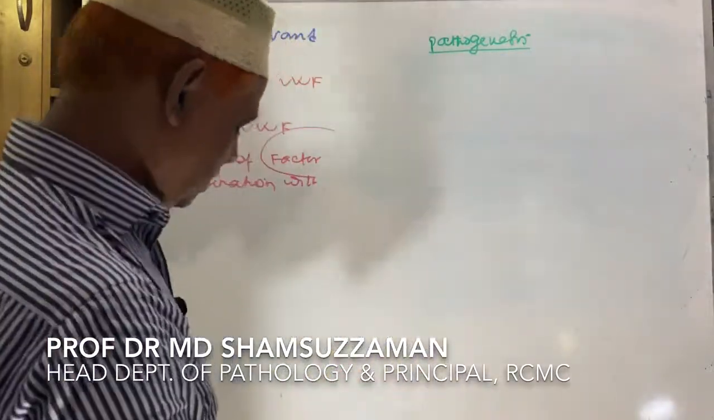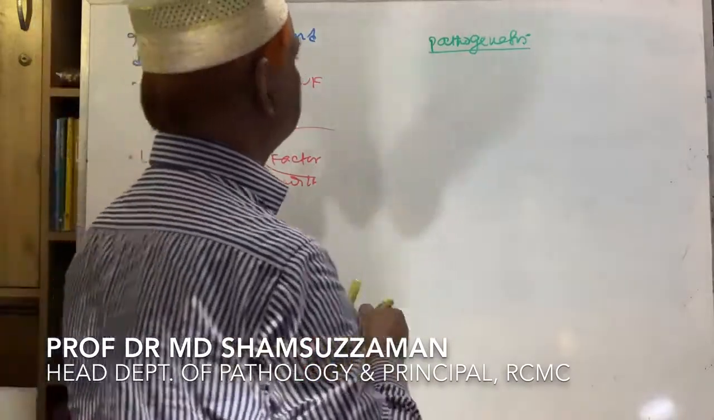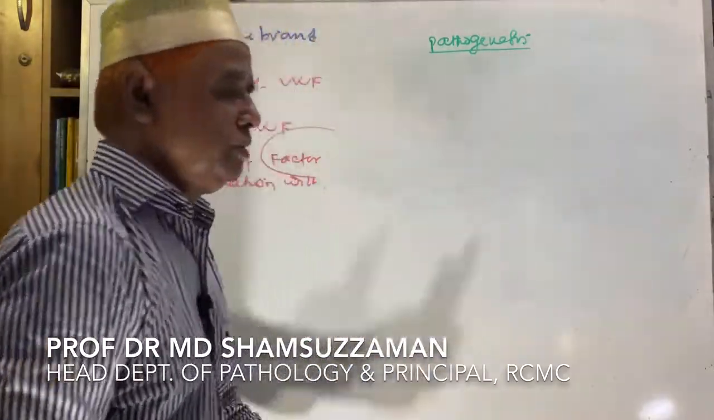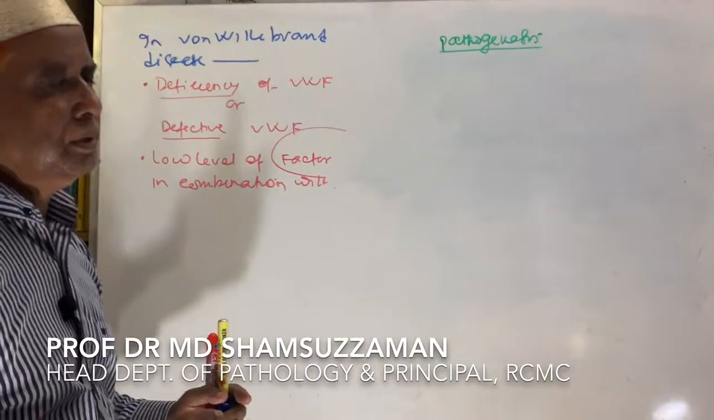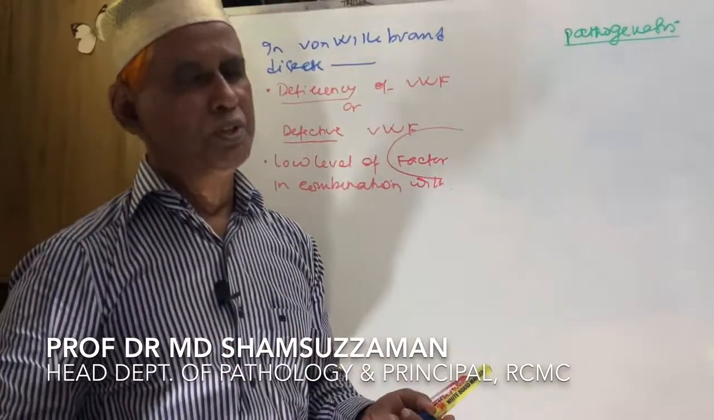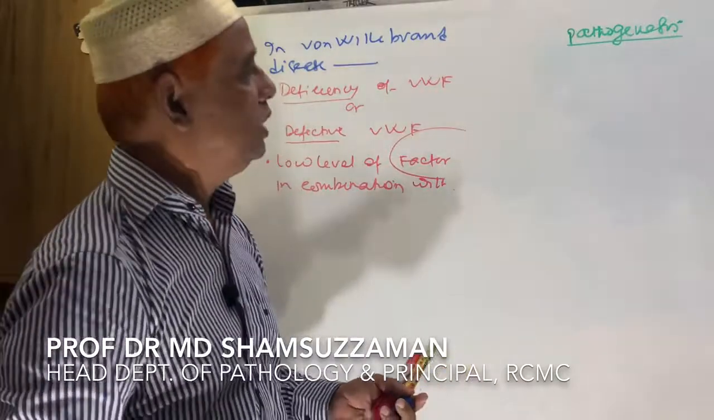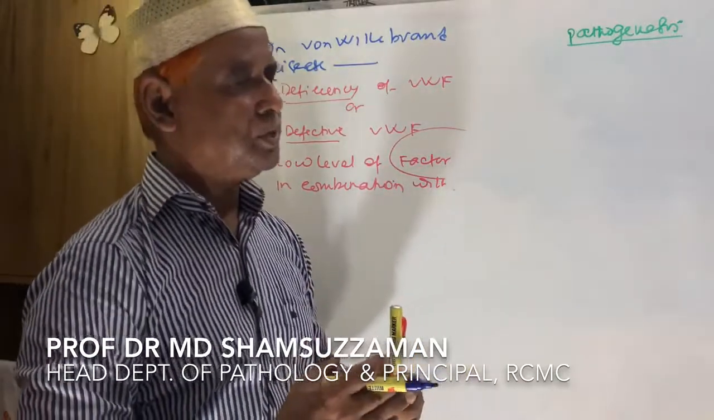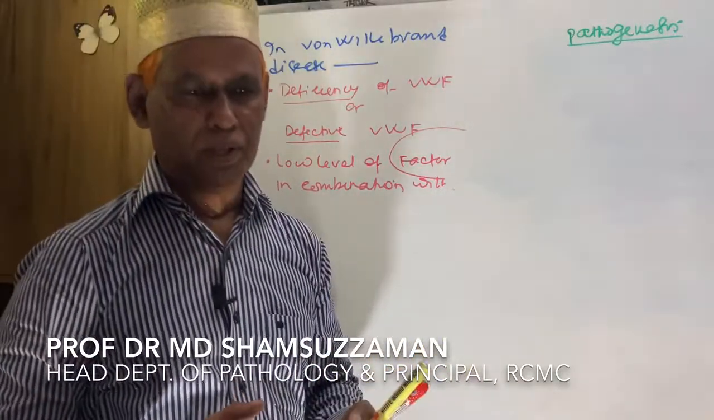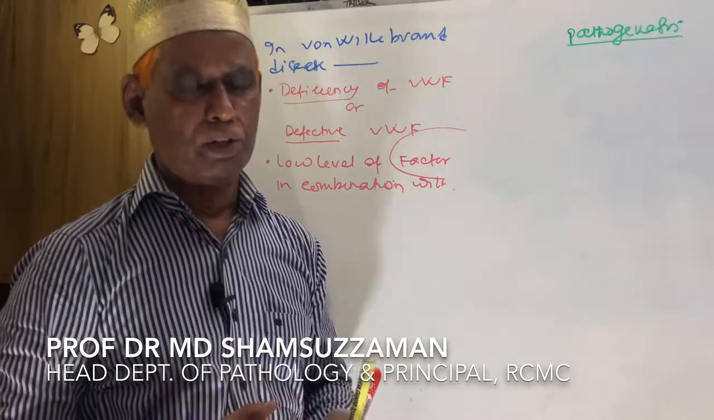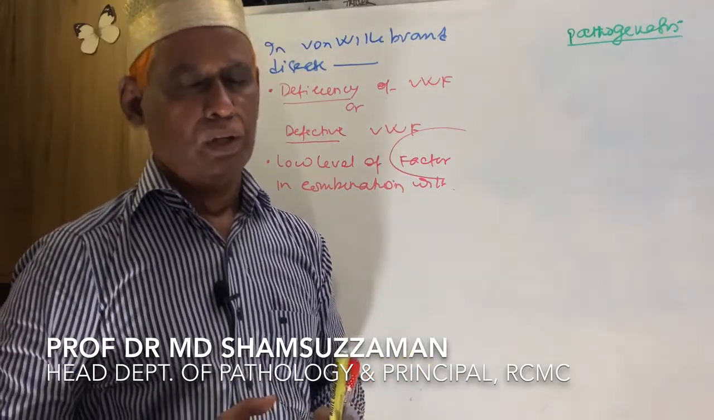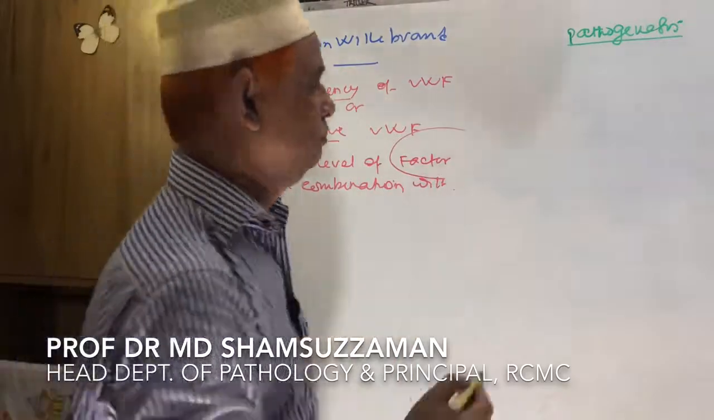Pathogenesis of von Willebrand disease. Dear audience, von Willebrand factor is synthesized by platelet megakaryocyte endothelium, and this synthesis is encoded by a gene, and that gene is present in autosome in 12 chromosome.